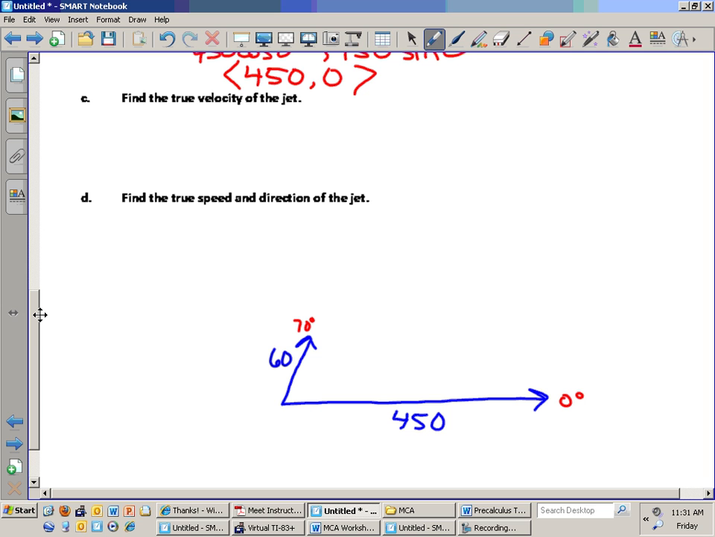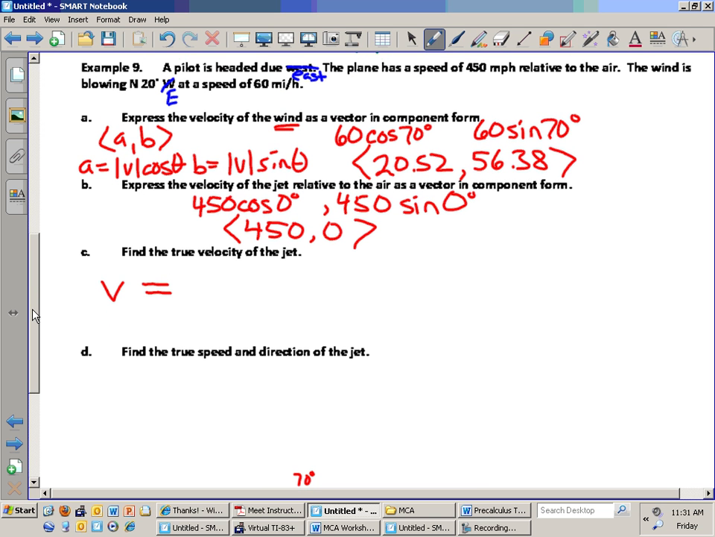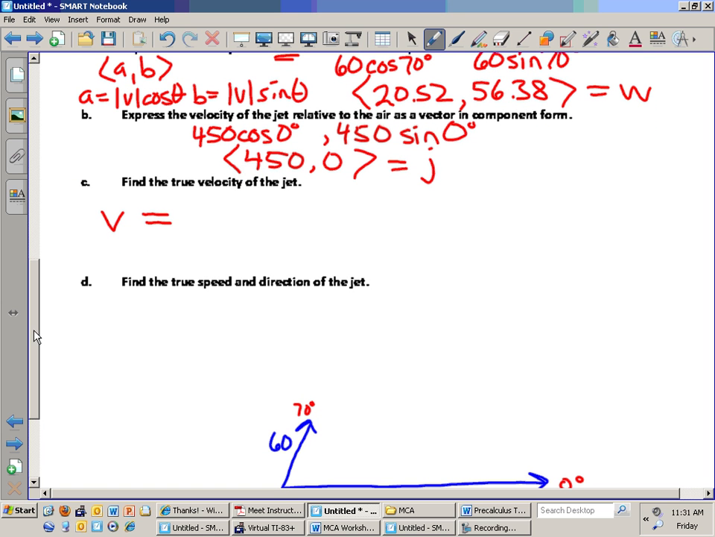It now says find the true velocity of the jet. Well, the velocity of the jet is going to be defined as the sum of the vectors. So I'm going to call this the W vector for wind, and I'm going to call this the J vector for the jet. So the true velocity of the jet is equal to the wind vector plus the jet vector.